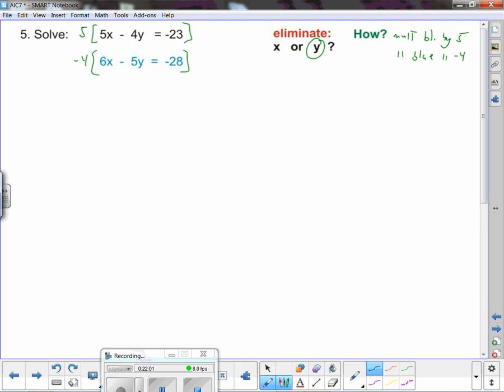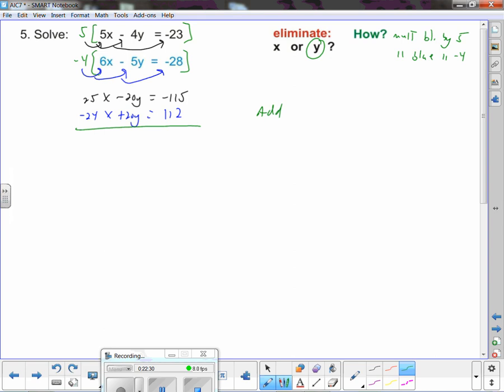I'm going to get my new black. 25x minus 20y. Be careful here. Equals negative 115. I get my new blue. Negative 24x plus 20y equals 112. Next, what do you do? You add the equations, right? All right. Wow, x equals negative 3. Hey, I don't even have to solve that. It's already solved. That's nice.